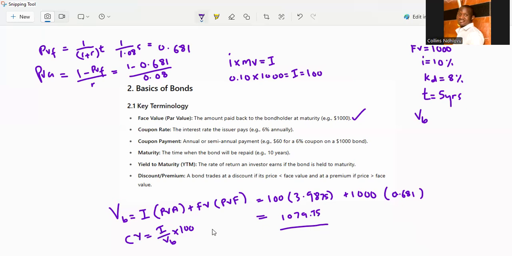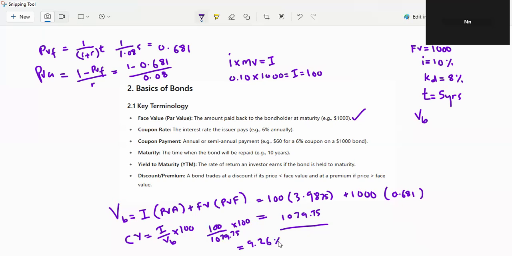Meaning the current yield will be what? The coupon value over the value of the bond times 100. So what becomes our current yield? The value of the bond was what? 100 over the value of the bond, which is 1079.75, times 100. That is 9.26%. So this is what we call the current yield.